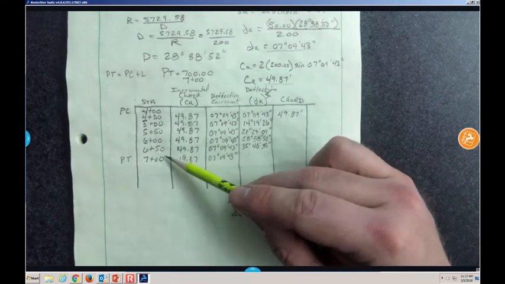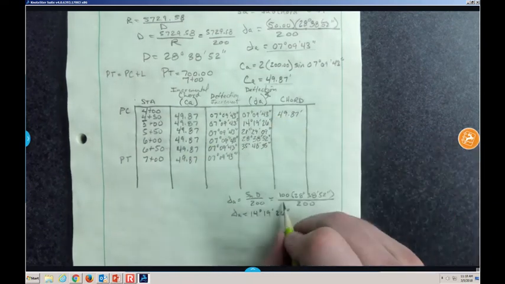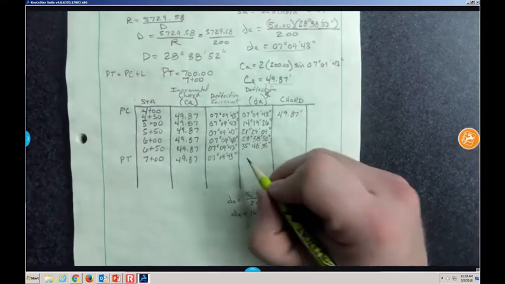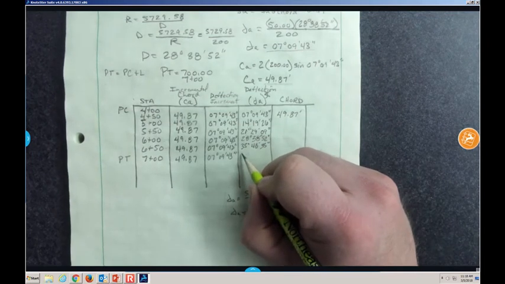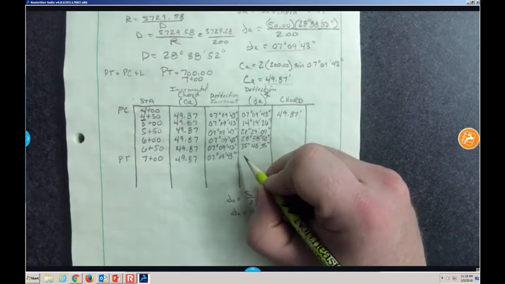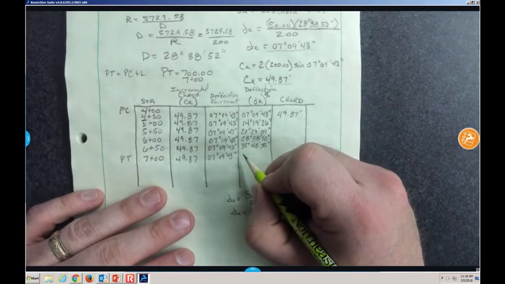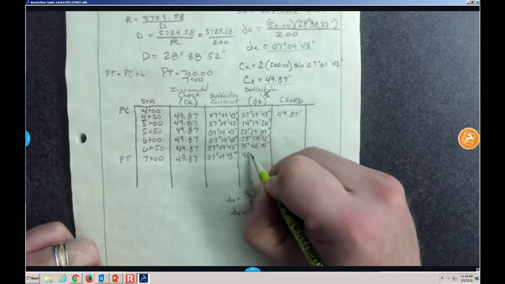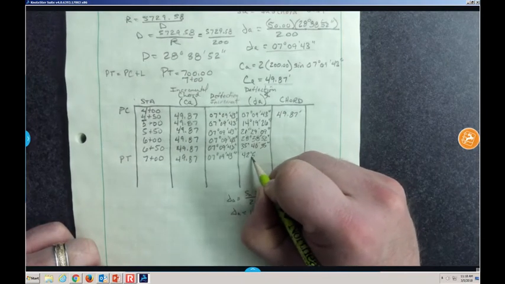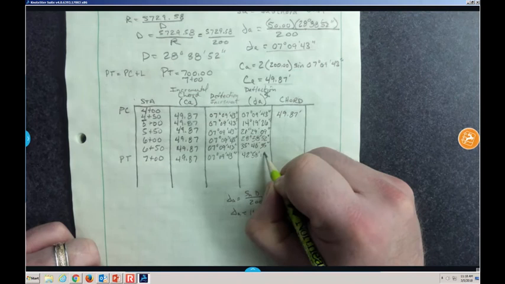plus 00 at 7 plus 00, so we're going to use 300 here. Degrees, 58 minutes, 18 seconds.